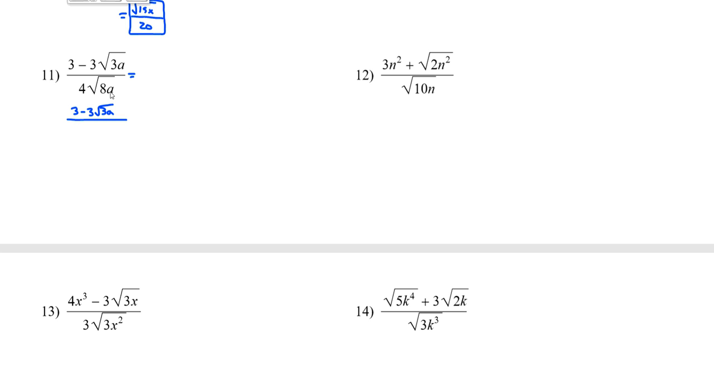So another note, the square root of 8 is the square root of 4 times 2. You could really do this in your head, but the square root of 4 is 2, and that root 2 is left over. 2 root 2 is the square root of 8. So this denominator becomes 4 times 2 root 2, and a is stuck inside that square root there because it's not a perfect square. So our numerator becomes 3 minus 3 root 3a. Our denominator becomes 8 root 2a.